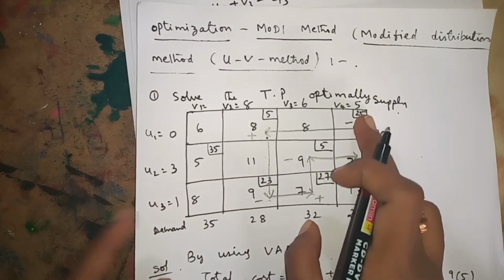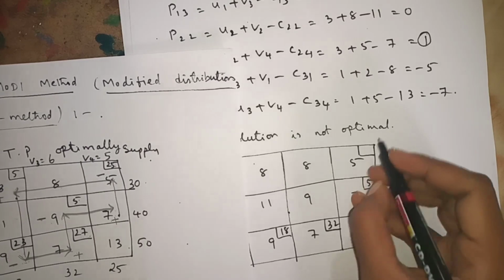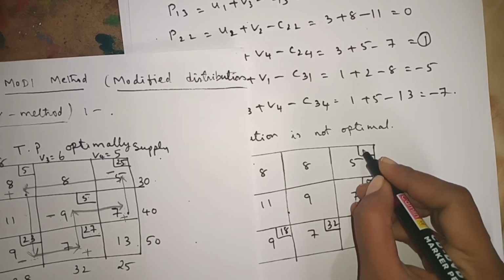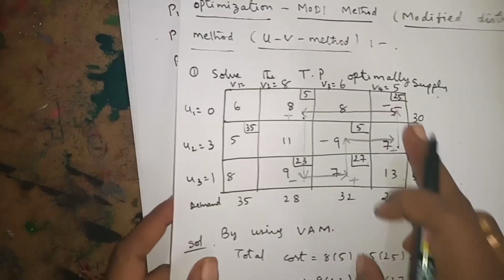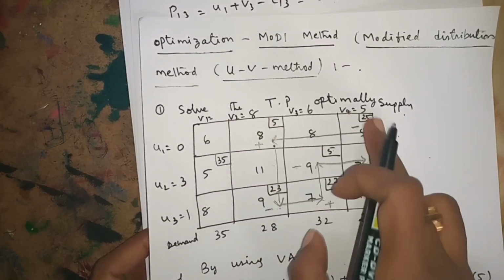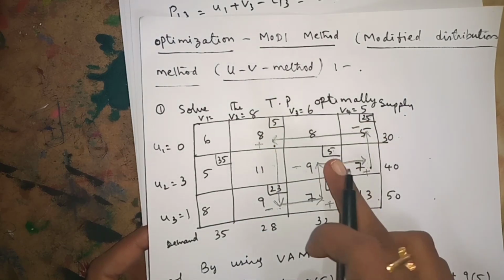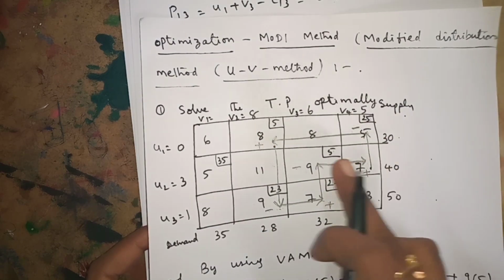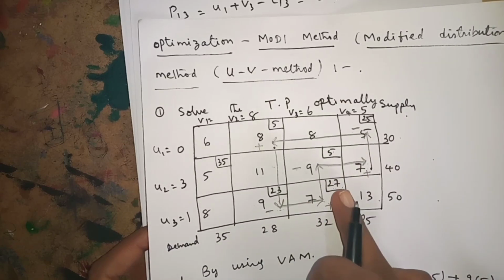Now from negative cell to positive cell, from here to here I am sending 5 units. So that here the remaining is 25. If you send 5, 20. Here you will get 5 plus 5, 10. From here to here I send 5 units. That's why here 10, here 20. From here to here, negative to positive, I send 5 units. Here nothing, here 5, here 18 and here 32.